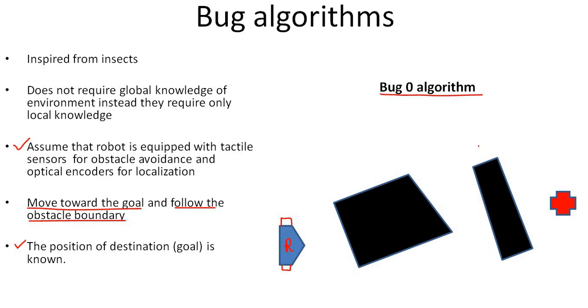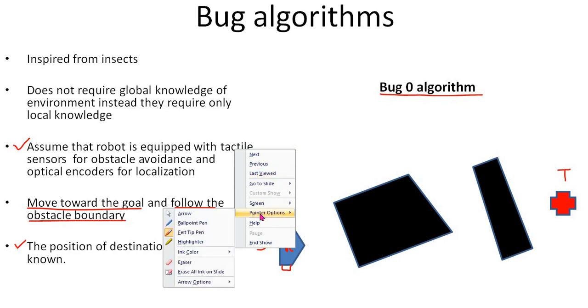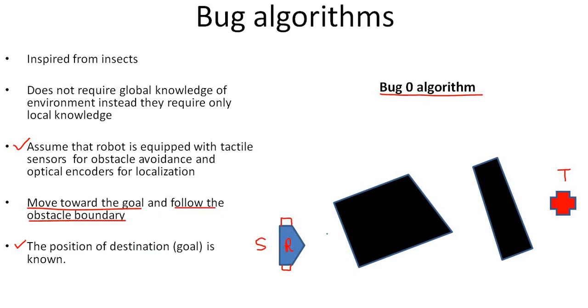In the Bug0 algorithm, this is the figure you are seeing below. This is the blue color robot, then we have an obstacle, and then again a black color obstacle, and this red color is the target or the destination. And this is the start position we have. Now we see how the robot will navigate in this environment using Bug0 algorithm. I will change the color of the pointer so we can draw a complete path of this robot.